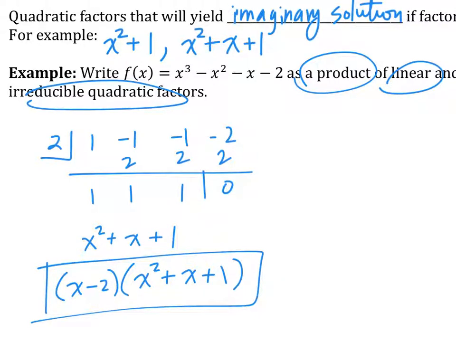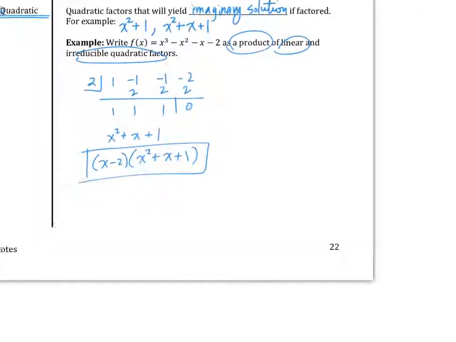Okay, so you want to make sure you read the question and get to a point where they actually tell you to stop. So for this one, once you get to the irreducible quadratic factor, you stop. If it wants you to write it as a linear factorization, then you will have to keep going.